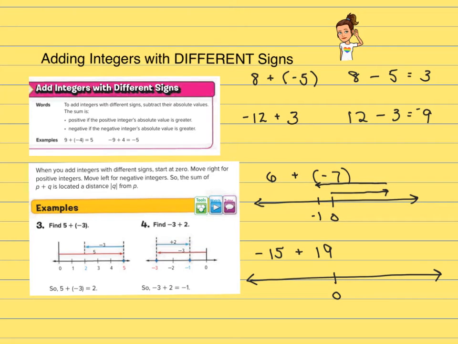Let's try this again. -15 plus 19. -15, starting from 0, in a negative direction. Then we're going to add 19 in a positive direction. The distance between the absolute value of -15 and 19, right here, is 4.